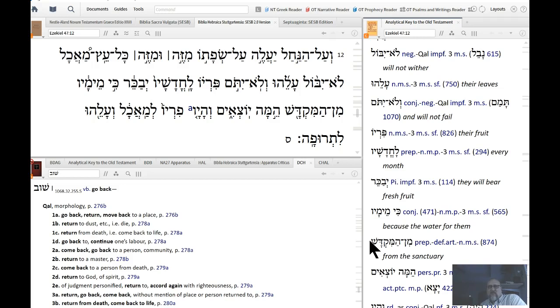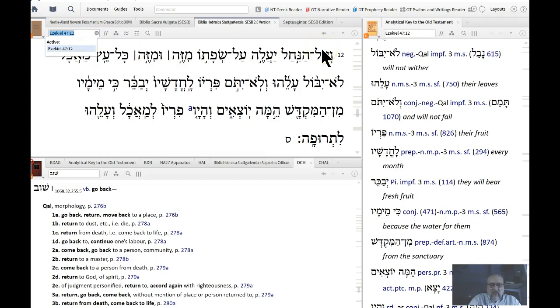Of course, when you go to Revelation, that's how he's describing the tree of life coming out, and its fruit will be for food, and its leaf will be for healing. So it's clear that this vision that Ezekiel has is somehow significant.